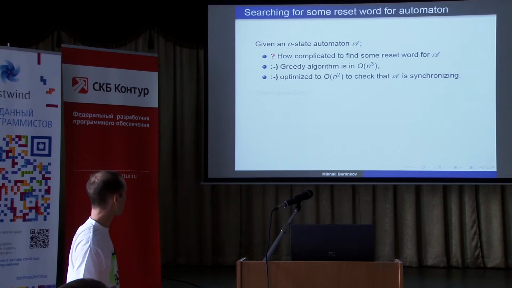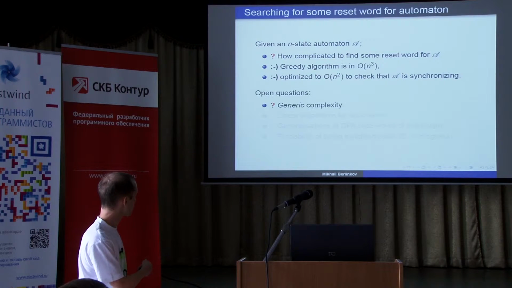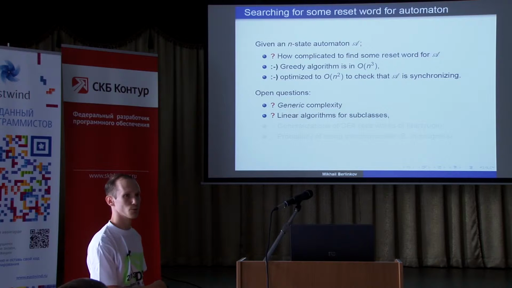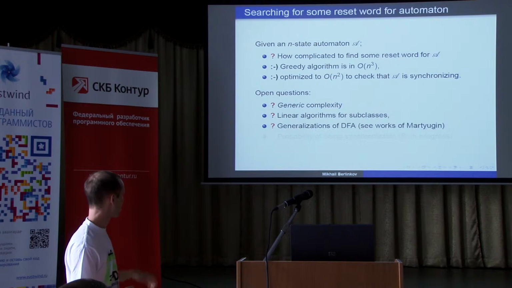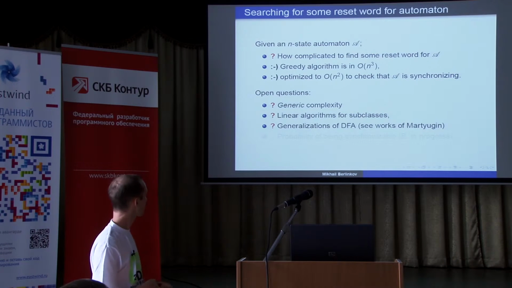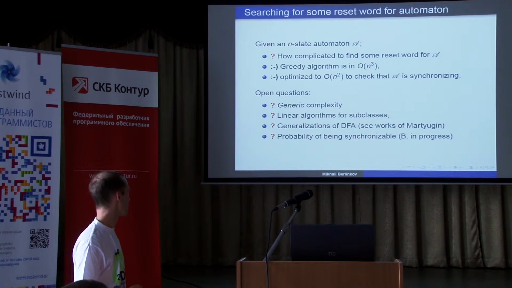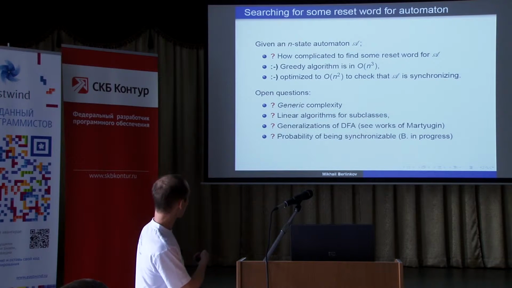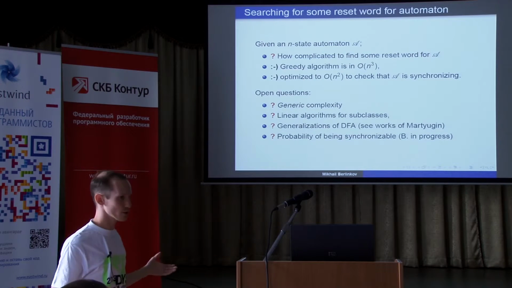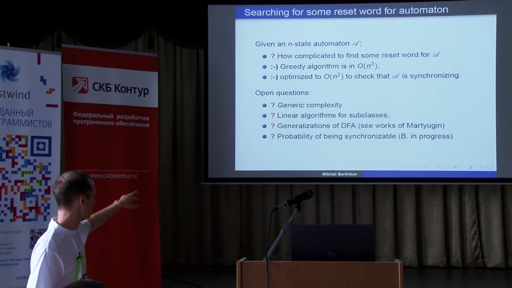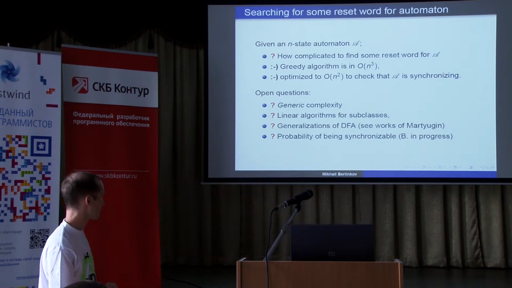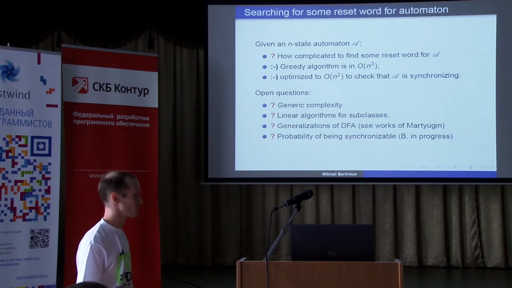There are some open questions which can be interesting. The first one is generic complexity and some linear algorithms for subclasses of automata, then algorithms for generalizations of deterministic finite automata, and the last one is the probability of being synchronizable. So what do we mean by probability of being synchronizable? That is, we take a random automaton, and what's the probability? This question is related to the first one, I think. There is my work in progress. It's still very raw.